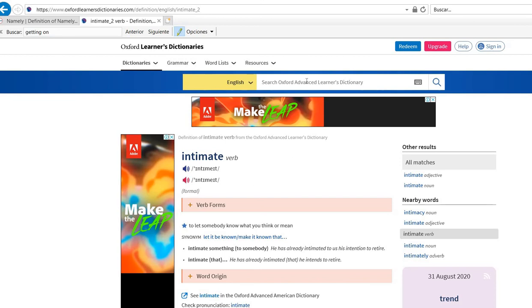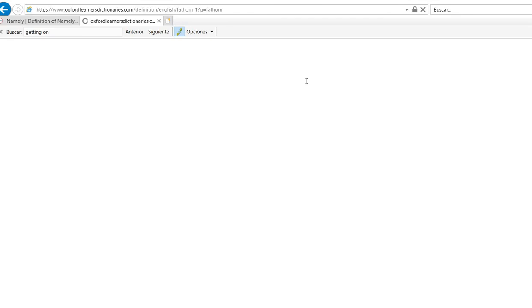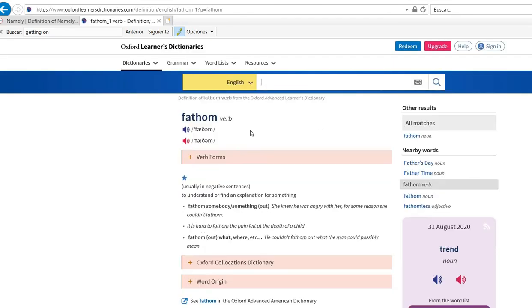Another term that appears in activity 1, actually in the practice section, is the word to fathom, right? We use this a lot in English, right? Hard to fathom, difficult to understand, right? To make sense of, right? It's hard to fathom the pain felt at the death, oh God, of a child. It's a horrible example.